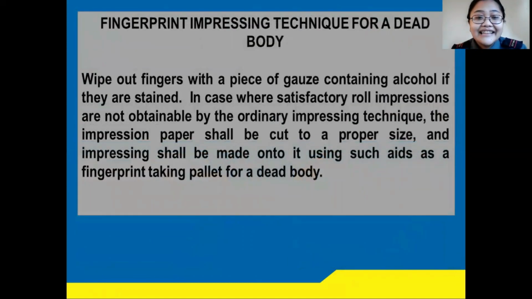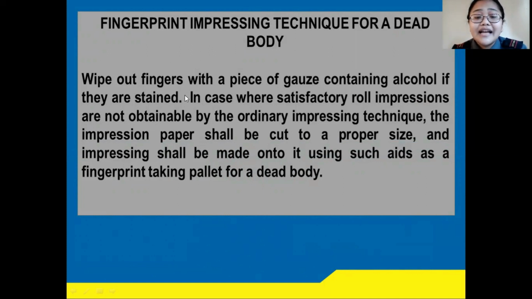For the last slide, fingerprint impressing technique for a dead body. Wipe out fingers with a piece of gauze containing alcohol if they are stained. There are cases where dead bodies still have blood on their hands, and the blood has dried, especially on the hands, so you need to wipe it first with alcohol so that the print or pattern on the hand is clear later on.